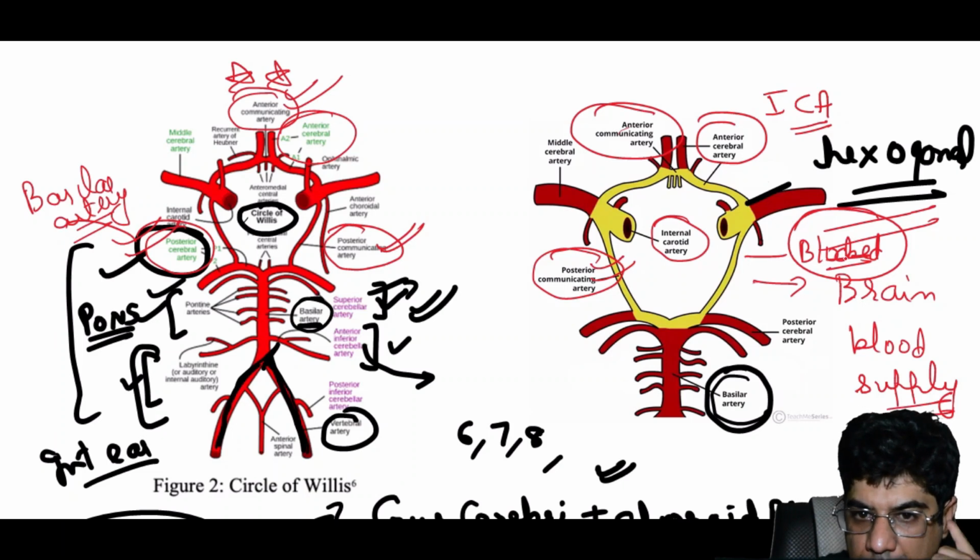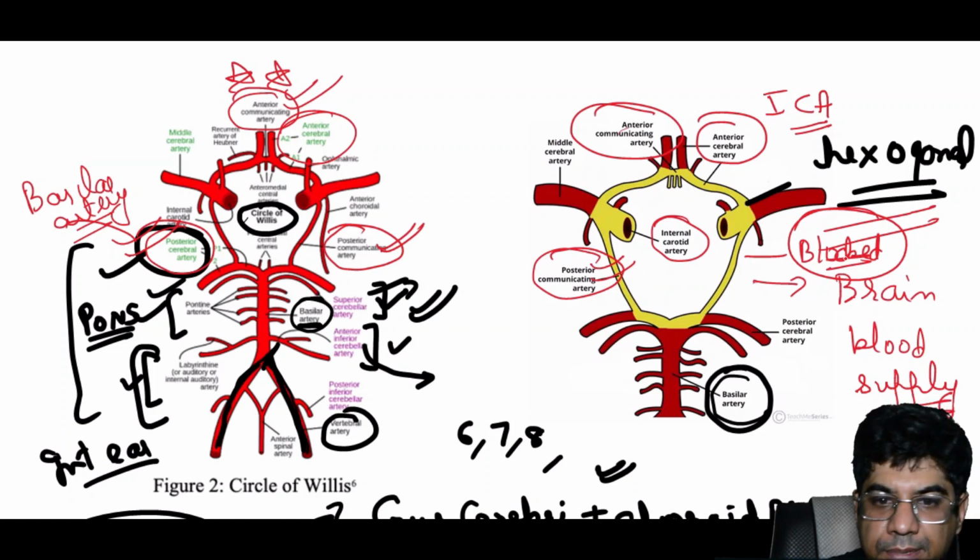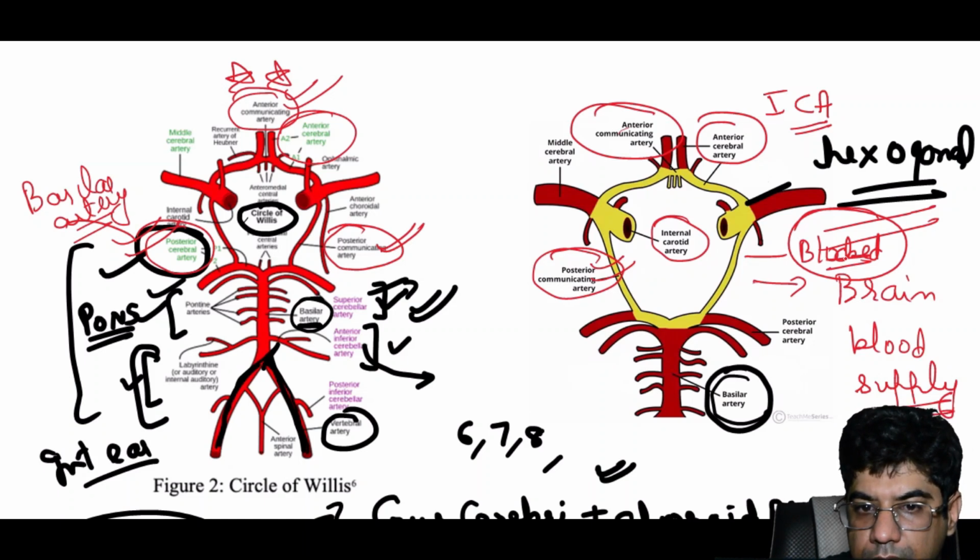Apart from that, there are cortical branches. They run on the surface of the brain and cause small strokes if they are blocked. There are central branches that go deep into the brain and supply critical areas like the thalamus and the internal capsule. And lastly, the choroid branches supply the choroid plexus in the ventricles of the brain.